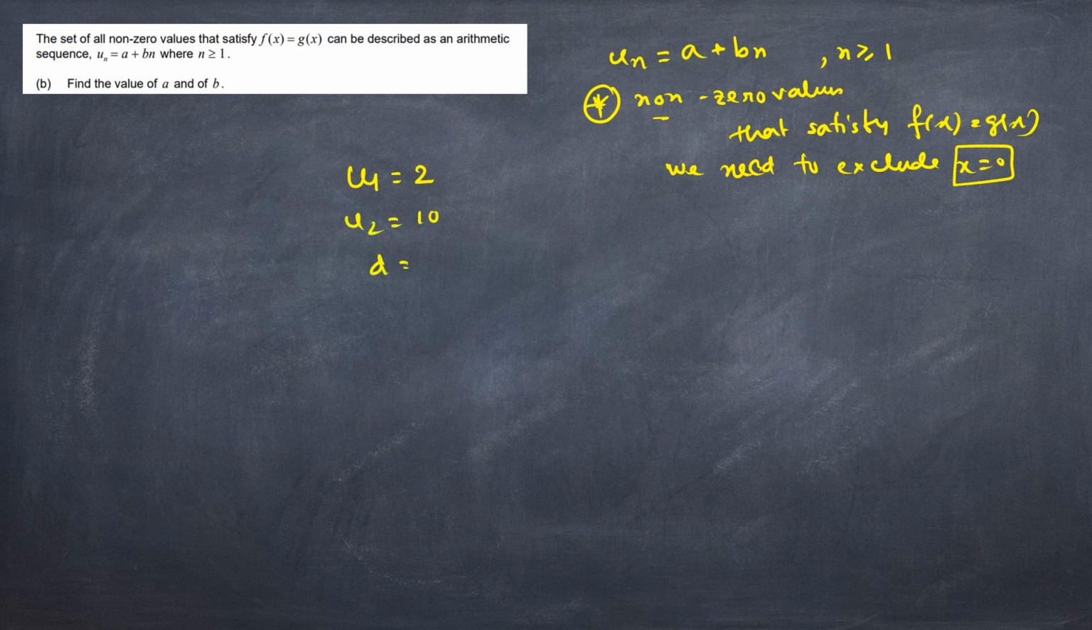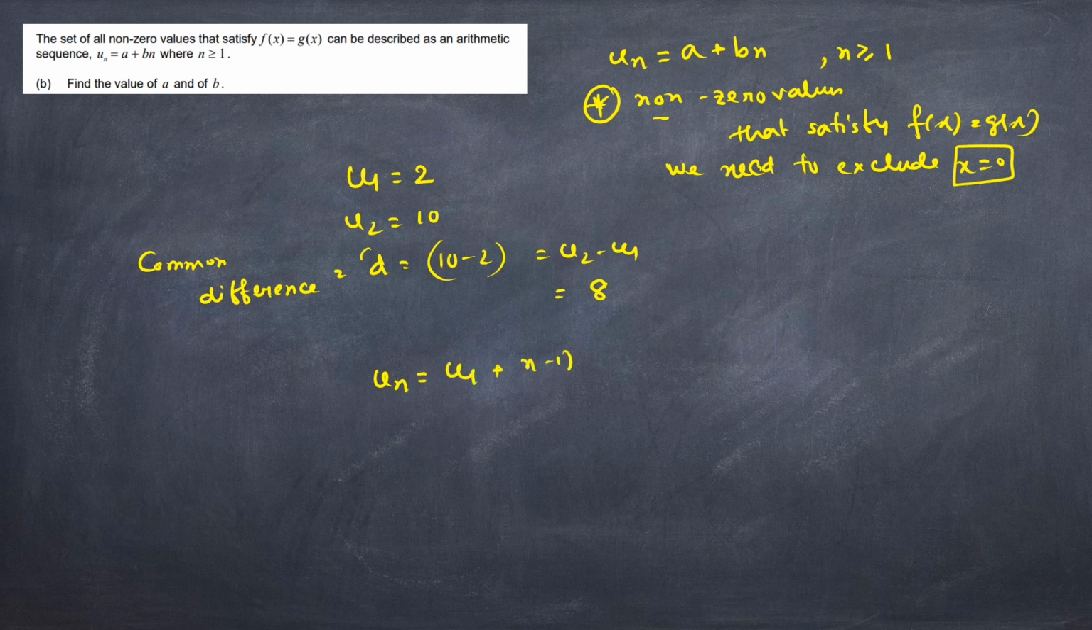So the common difference d is equal to 10 minus 2, that is basically u2 minus u1, the second term minus the first one, so it is equal to 8. So now we can write un is equal to u1 plus (n minus 1) into d.